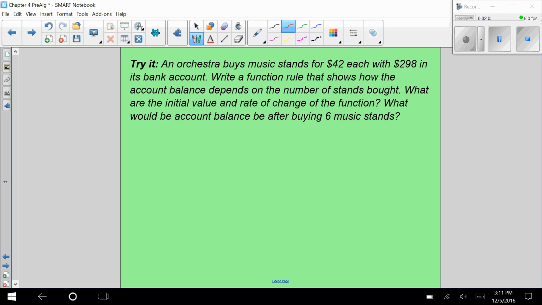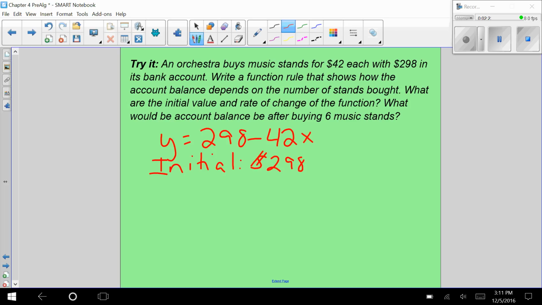All right, so for this one, our equation should be y equals, we're going to start with 298, and we're going to take away $42 for every stand. So our initial amount of money is $298, because that's what we start with. Our rate of change is negative $42 per stand.